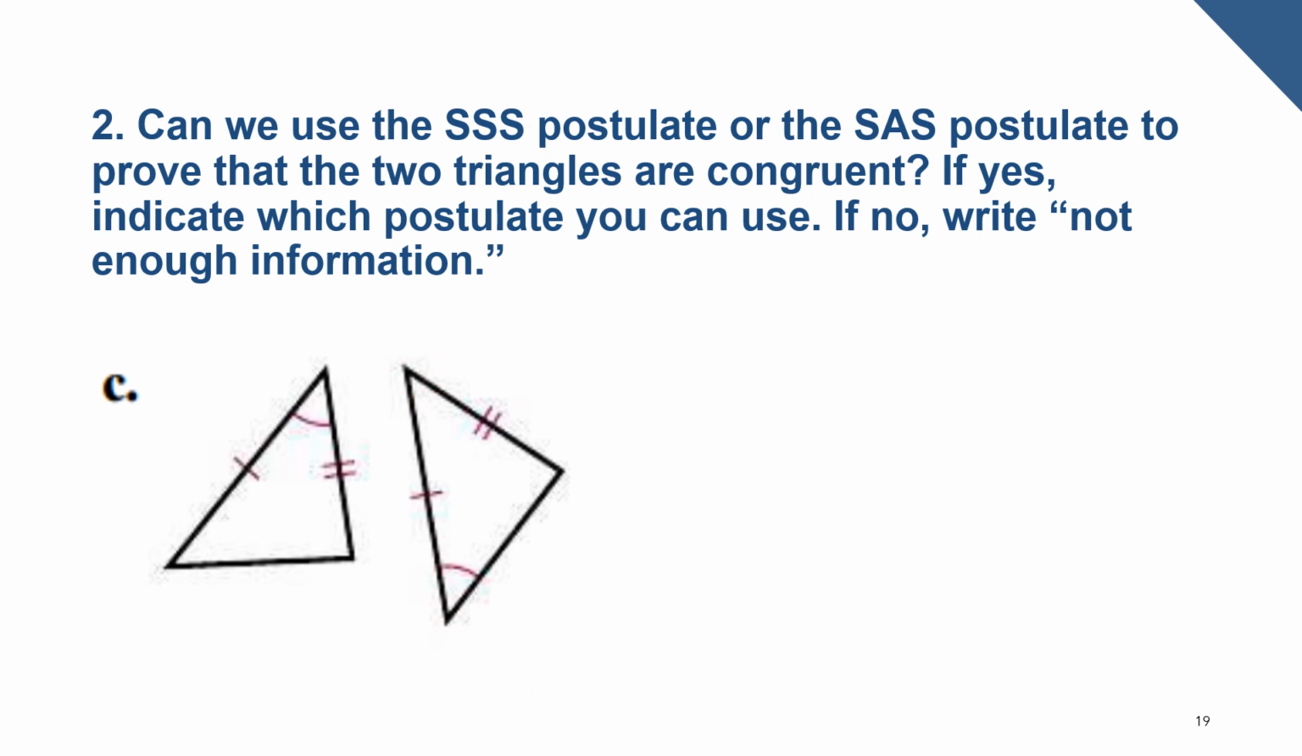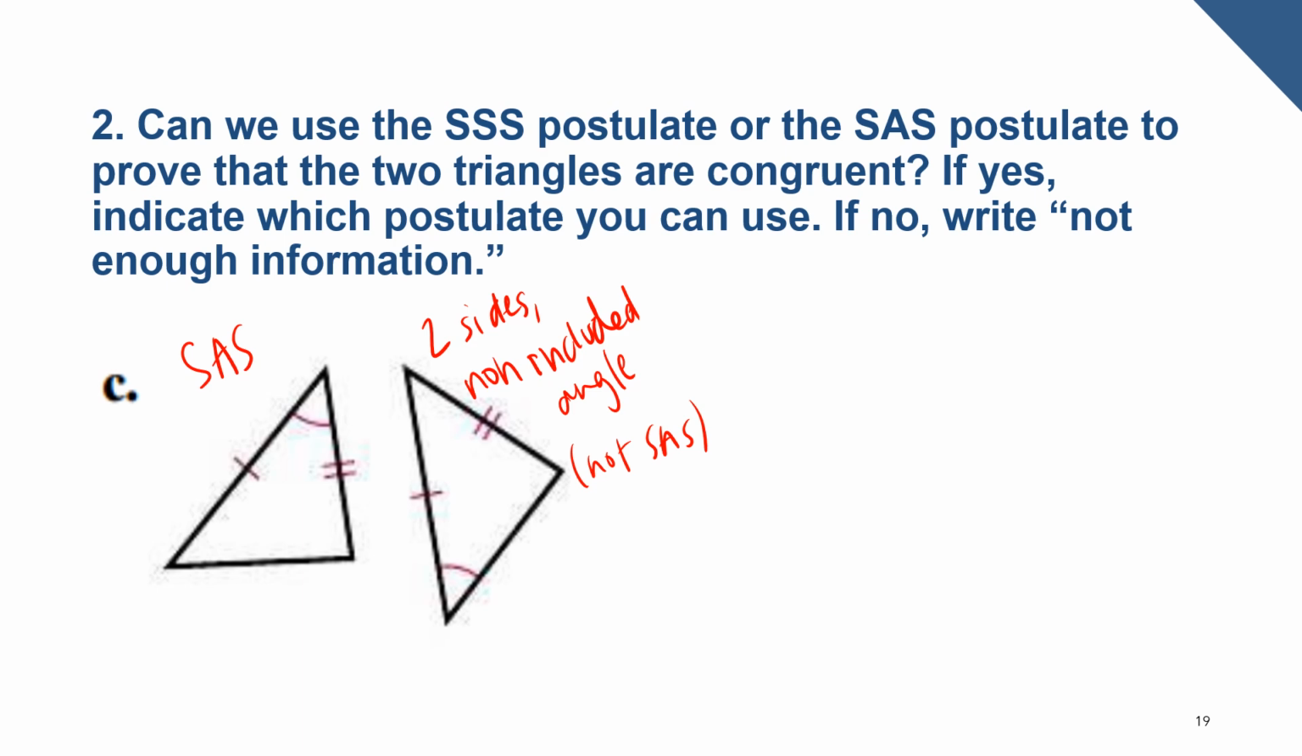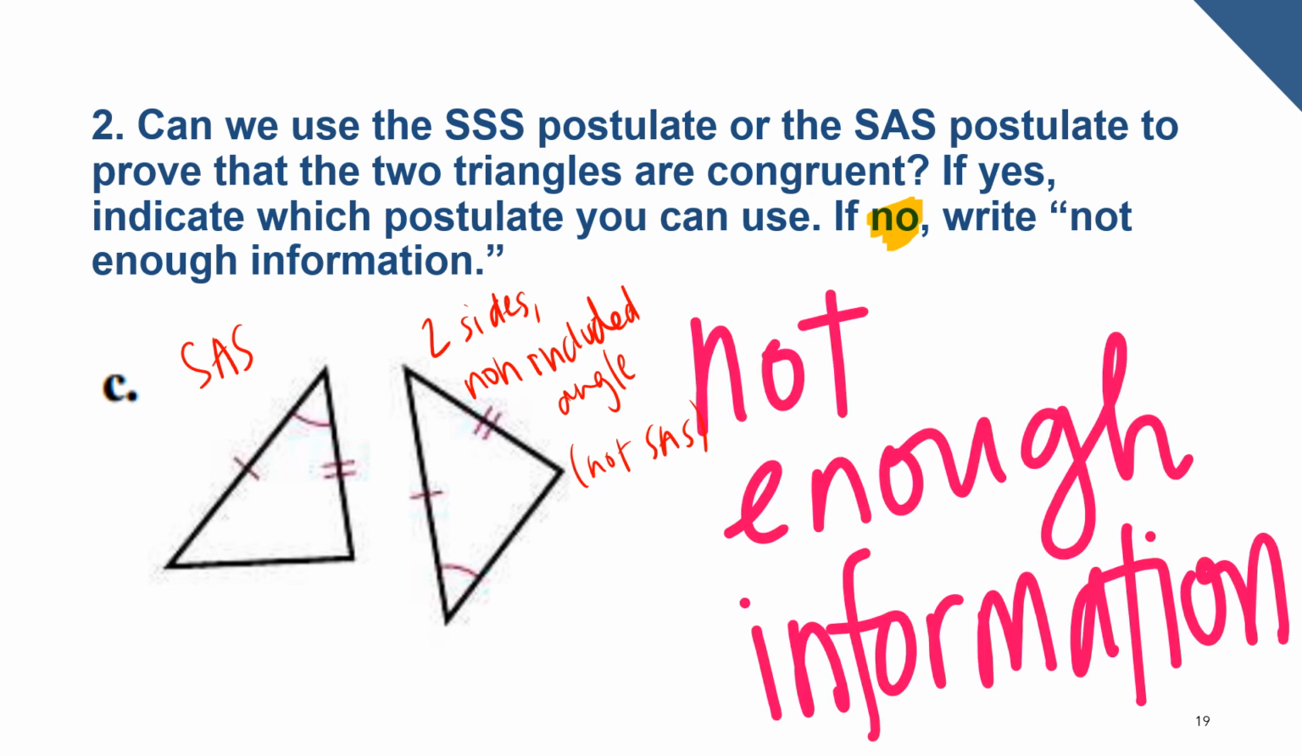So this triangle looks like a side angle side triangle, but this one is two sides and a non-included angle. So this one is not side angle side. So for this one, you would say no, there's not enough information. All right, so the triangles do not appear to be congruent, and so we will just say no, not enough information. Okay.